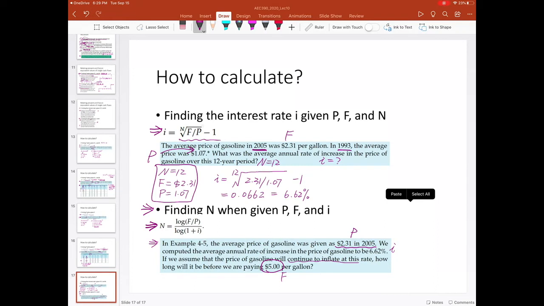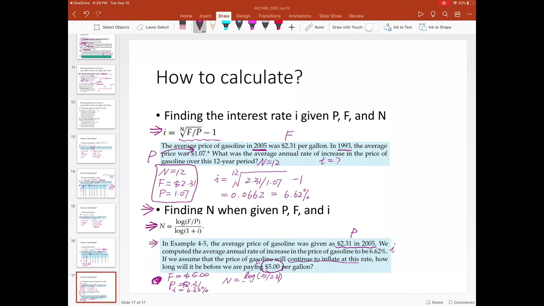So now the way you do this problem is you use the equation. But before that you need to find out the values of these letters, right? So F is $5, P is 2.31, and I is 6.62%. Now we can substitute the letters with these values. So log of F, 5, over P, 2.31.